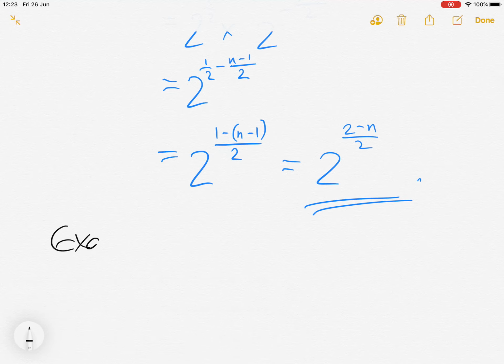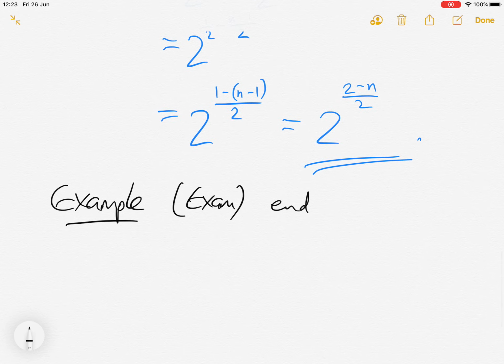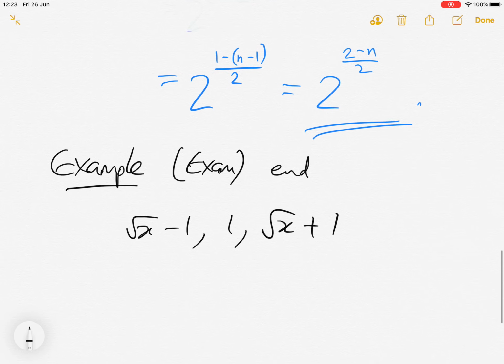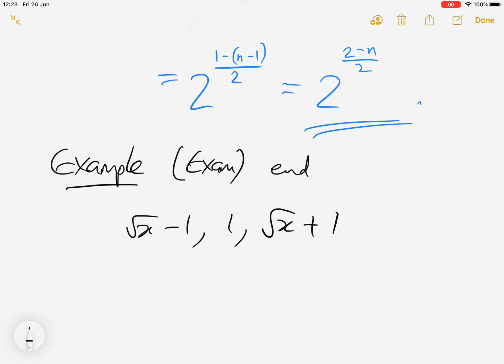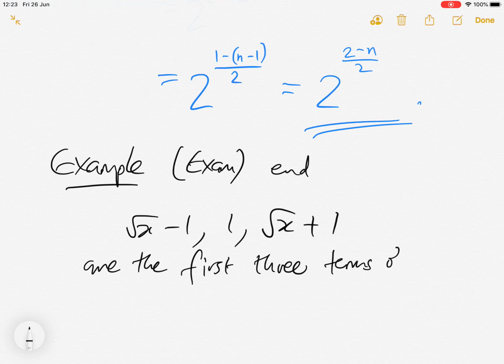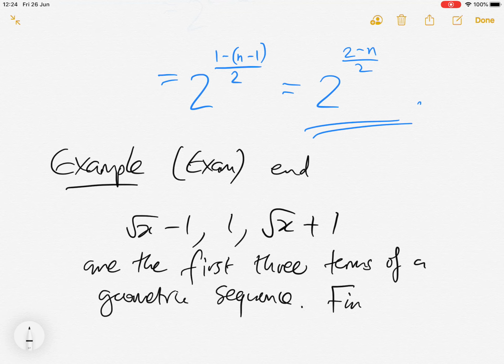Let's look at one more example, which is an exam question. And it wasn't an easy question. I think it was at the end of the paper. The question was, if I remember correctly, root x minus 1, 1, and root x plus 1 are the first three terms of a geometric sequence. And the question was, find the value of x.